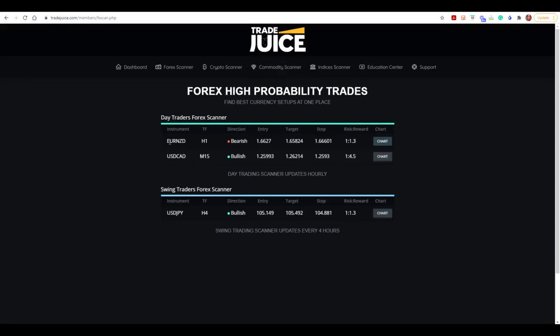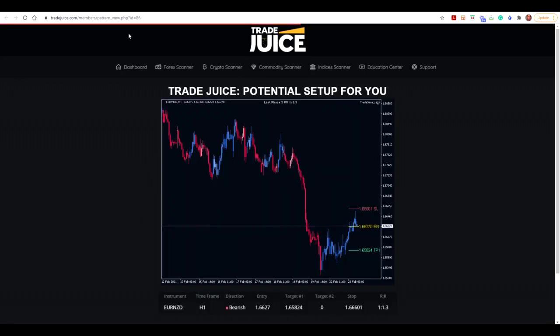I see that there is a setup occurring right now on the New Zealand dollar, 1 hour, bearish. I've got my entry, target, stop, my risk to reward set. And if I had to check the trade, I can see where to enter, where to set my stop, and where to set my take profit target. So I'm about to enter that now.